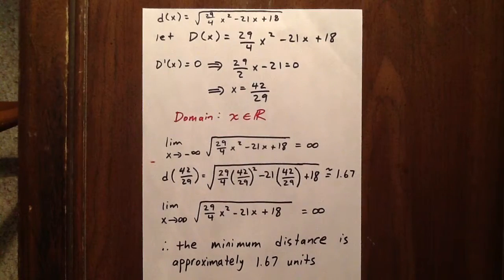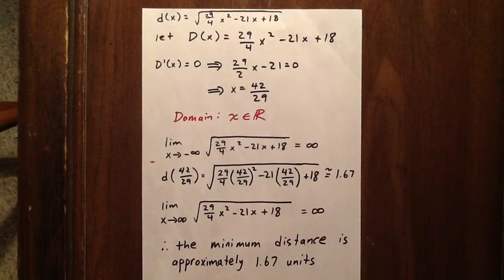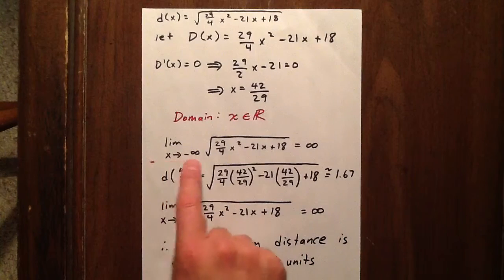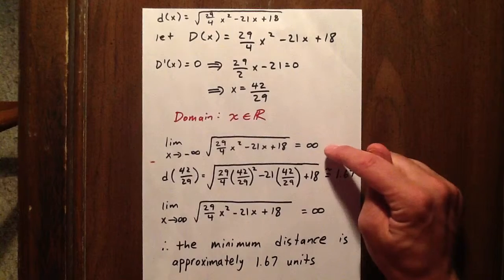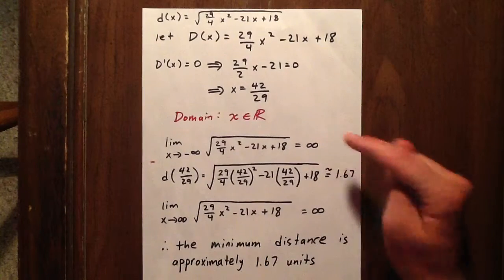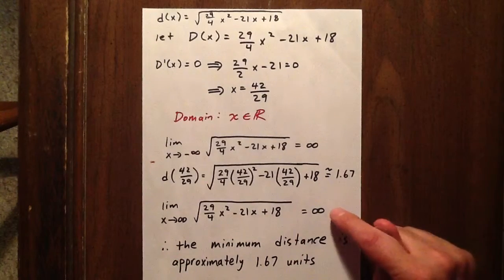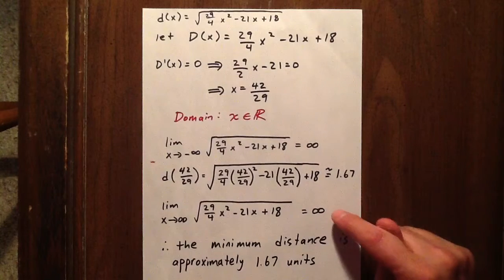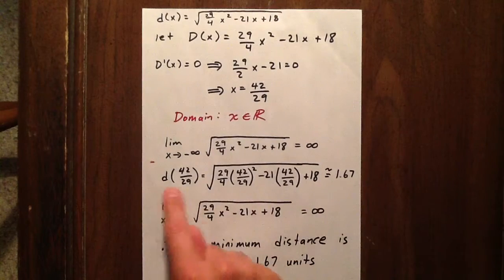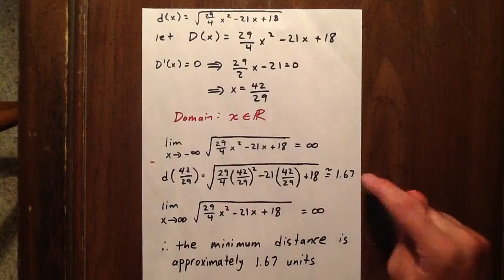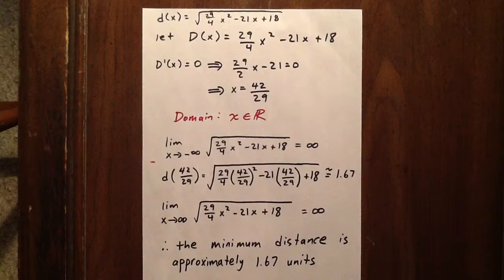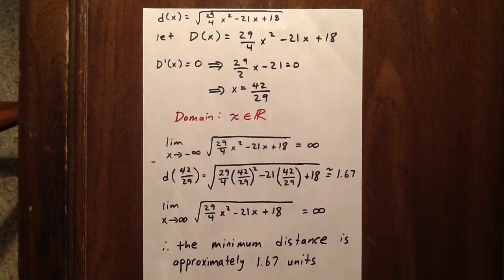Now, the domain is x, any x element of the reals. We don't know where on the line (x, y) is. So letting x approach negative infinity, we get a distance between the points of infinity, and letting x approach positive infinity, we get a distance between the points of infinity. So letting x be 42 over 29 gives us a distance between the points of 1.67. So we can say that the minimum distance from that point to that line is approximately 1.67 units.